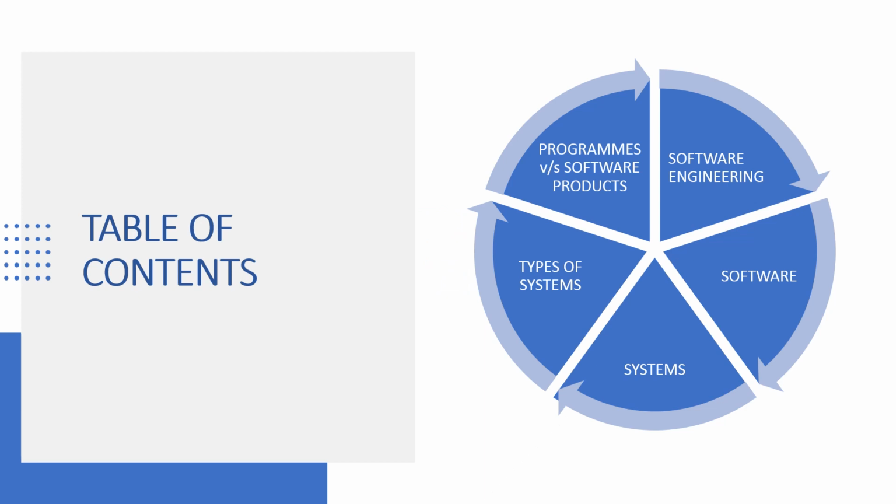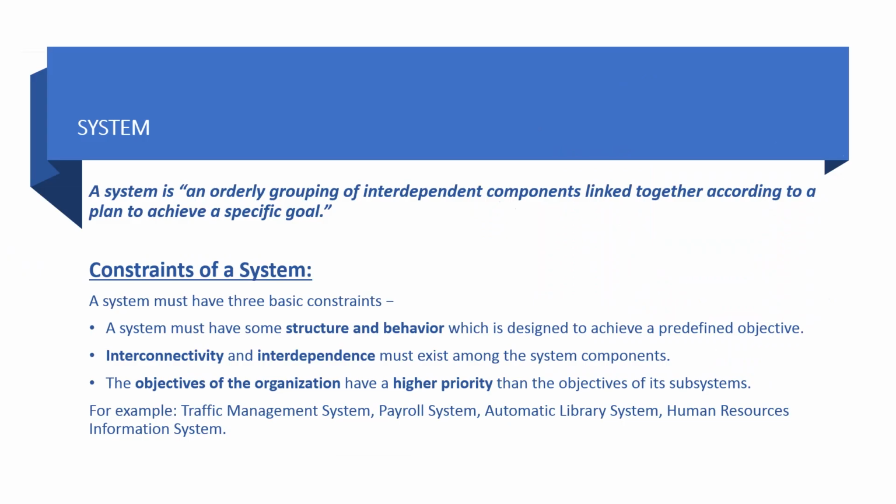The topics which we will be covering here are software engineering, software, systems, types of systems, and programs versus software products. First of all, what is a system? जब भी कोई interdependent components आपस में link होते हैं in an orderly manner according to a plan to achieve a specific goal, then it is called a system.